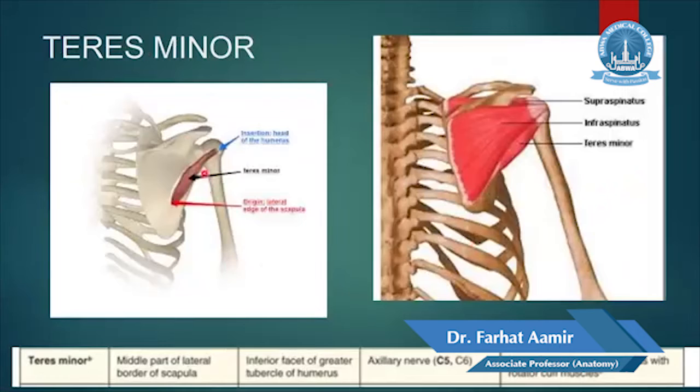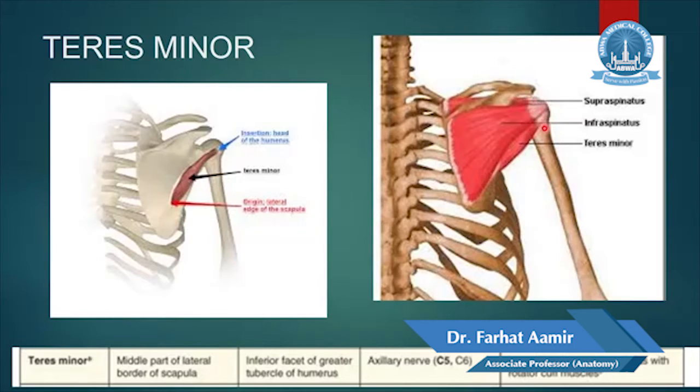Now the fourth muscle, the teres minor muscle. We have discussed deltoid, supraspinatus, infraspinatus, and now the teres minor muscle. See here, this is the teres minor muscle. It originates from the middle part of the lateral border of the scapula. See here, this is the lateral border of the scapula, and teres minor originates from its middle part. Okay, and it is inserted on the inferior facet of the greater tubercle of the humerus.